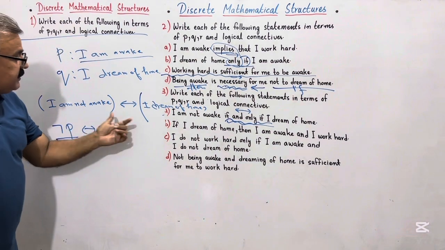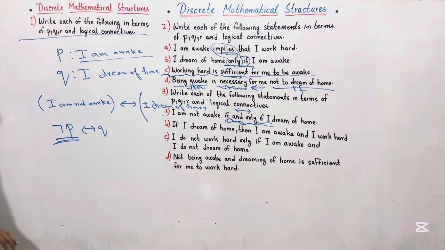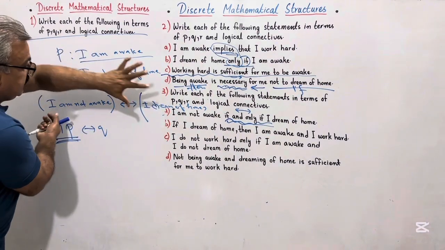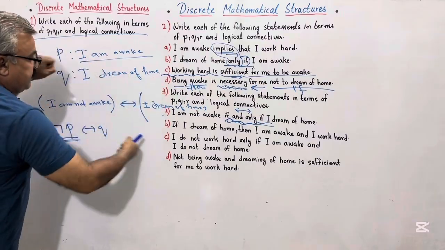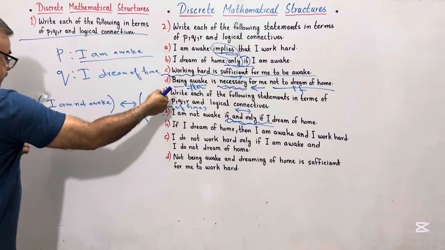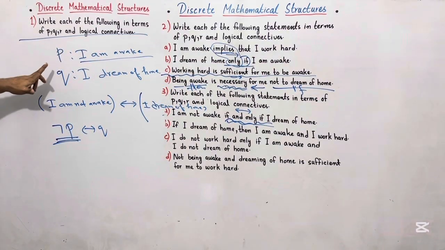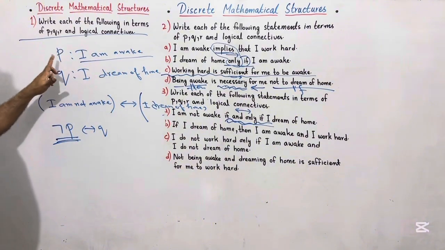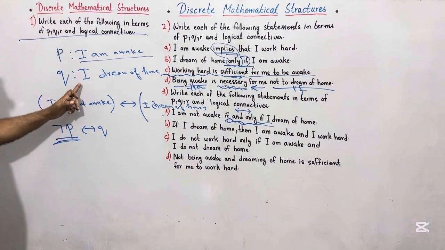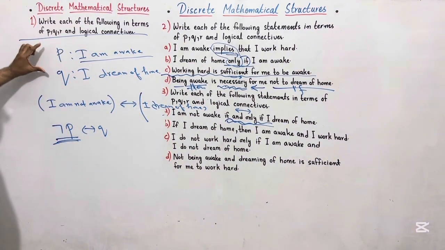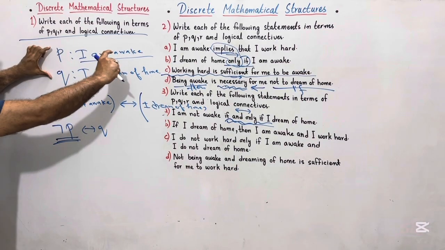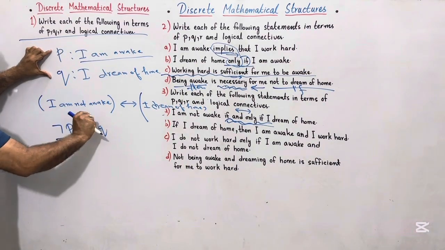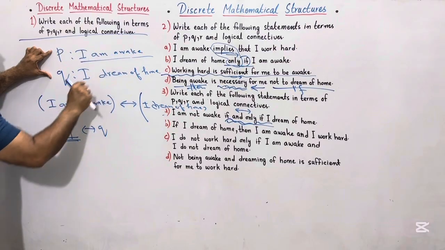A biconditional is a statement where the converse is true. If you replace them, it is still true. I have assumed that P is "I am awake" and Q is "I dream of home". I have taken both propositions as positive, and here it is "I am not awake".